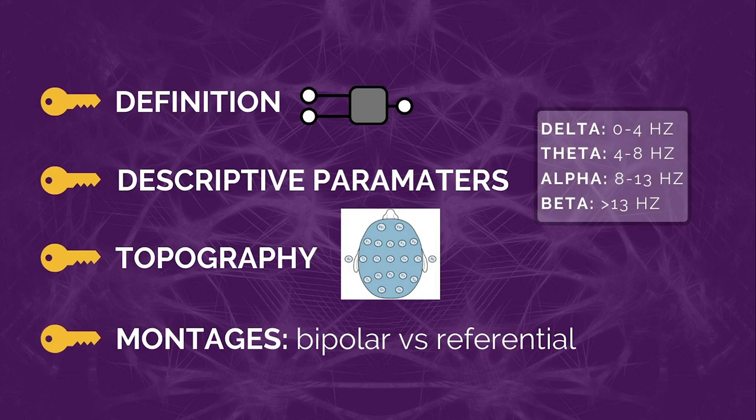As far as topography, we learned that if the electrode has an odd number with it, it's going to be on the left part of the head. Whereas if there's an even number, it's going to be on the right side. And if there's a Z, which stands for 0, it's going to be at midline.